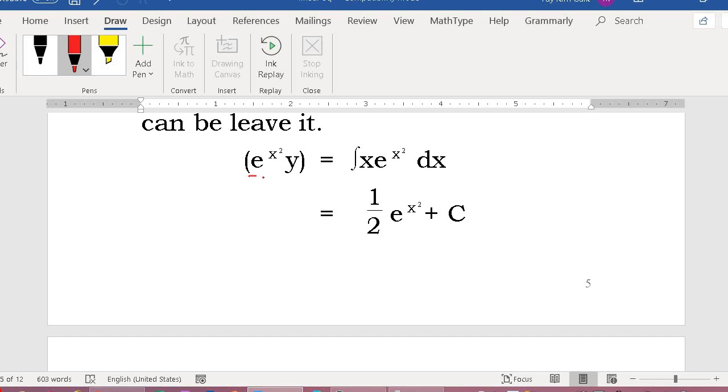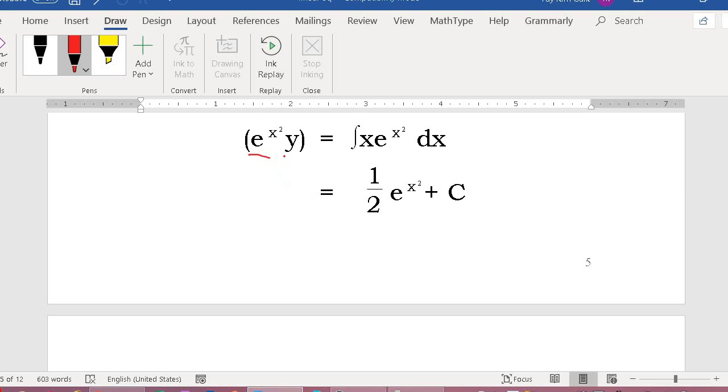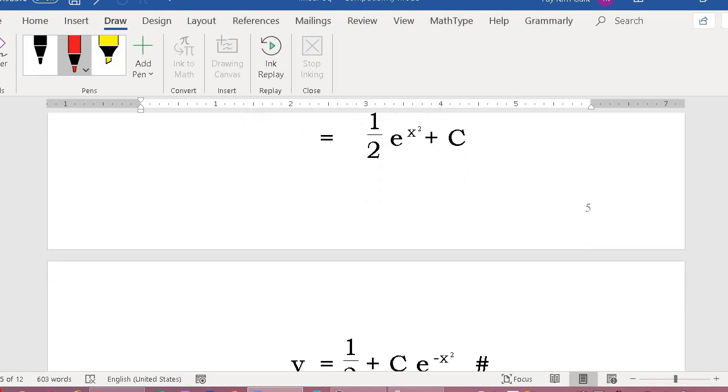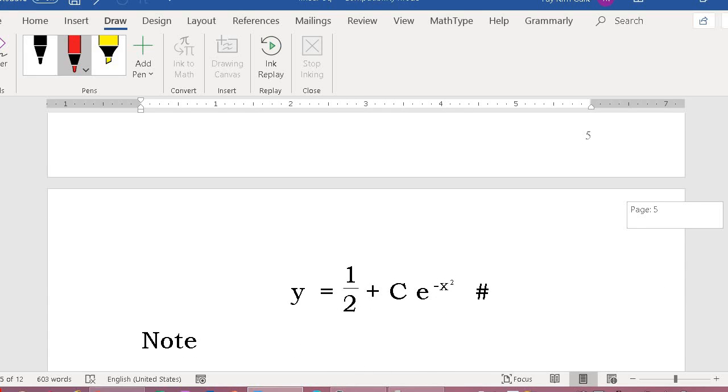And then what we want to solve for is y. That's why you divide both sides by exponent x squared. So you will get y equal to half, since exponent x squared divided by exponent x squared just leaves half, plus c over exponent x squared, or c exponent negative x squared.